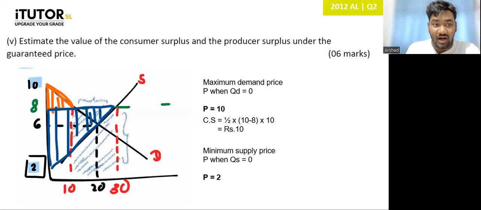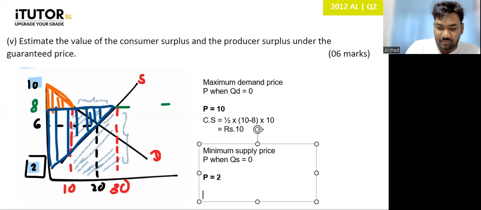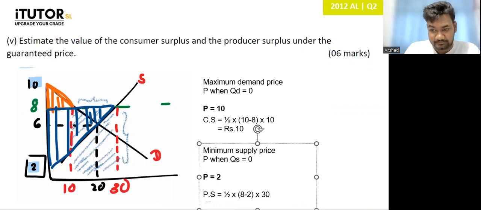Okay. So how much is this one? PS is equal to half into, what's the height? 8 minus 2, that's the height. What is the base? Base is 30. So how much is that as a number? 8 minus 2 is 6. 6 into 30, 180. Half of 180 is 90. Okay, fine. Is everyone okay with that?